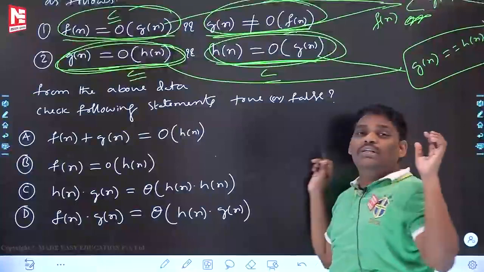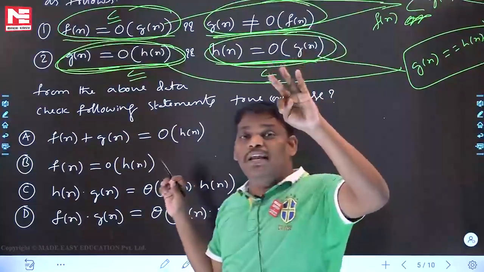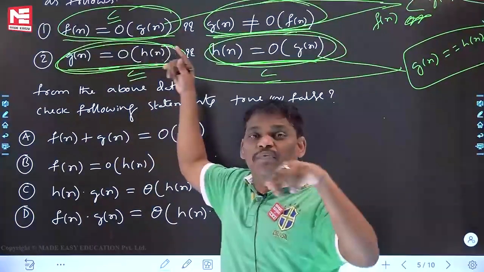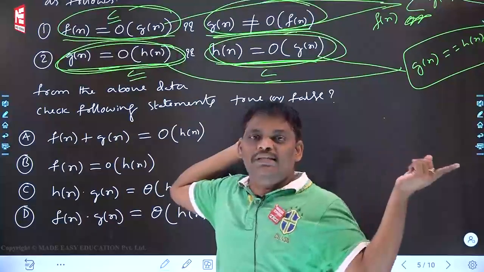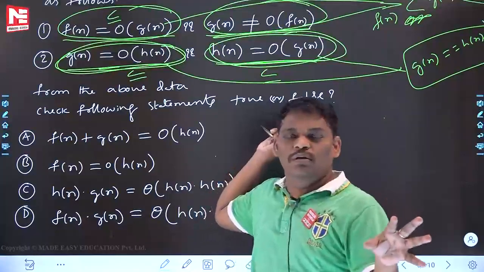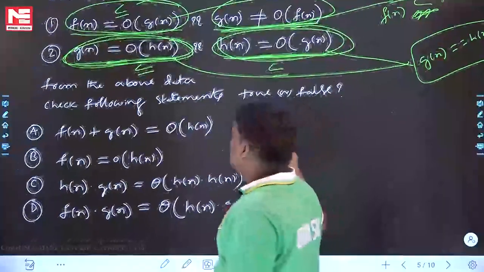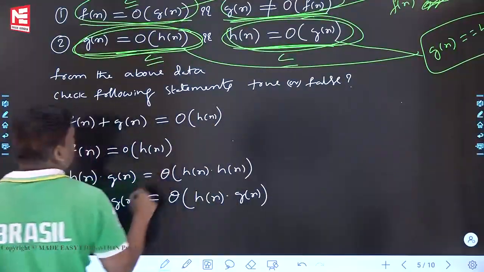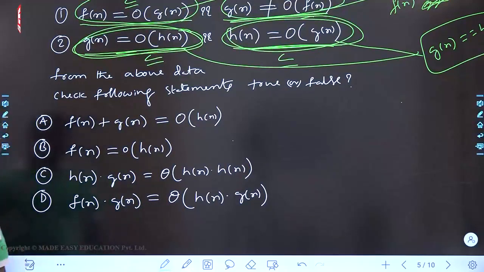Can you help me now? Total statements, how many? 4. How many lines are written? 2. Can you say the final conclusion? F of n is less than g of n and h of n, which are equal. This is the final conclusion. From the above data, check whether the following statements are true or false.